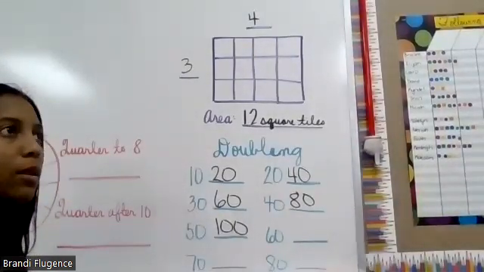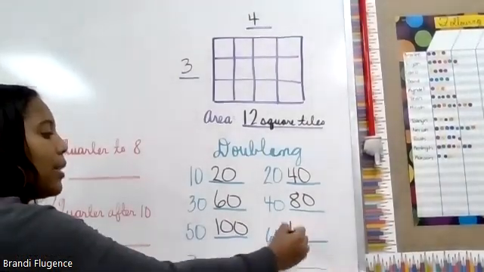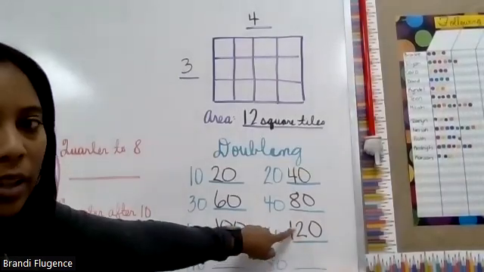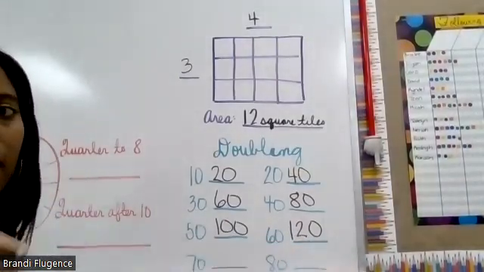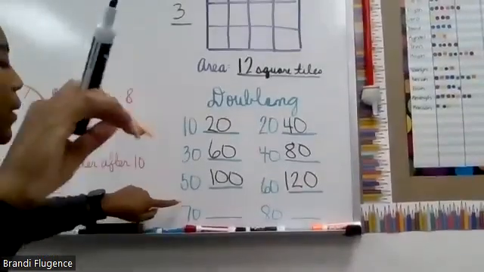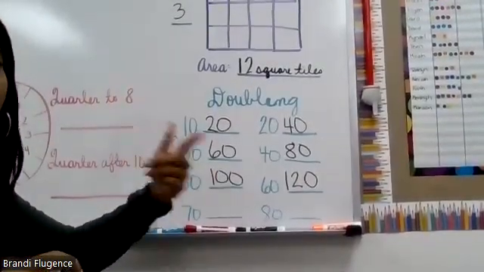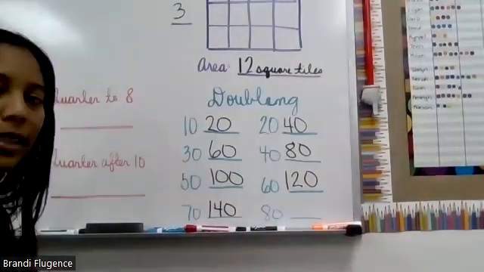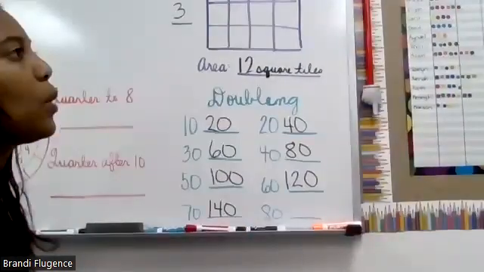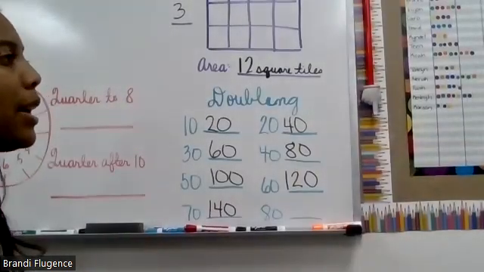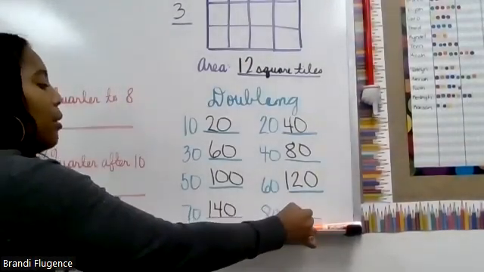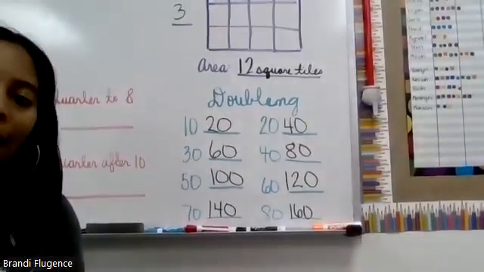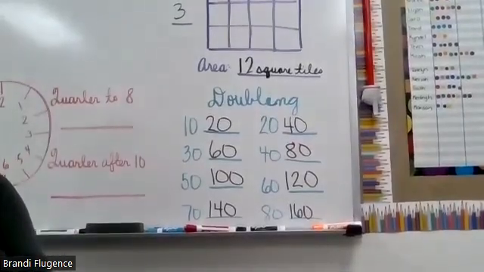If I double 60, what is 6 plus 6? 12. So then 60 plus 60 will make it 120. I still have 12 in here. I just add that 0. Same thing for 70. 7 plus 7 is 14, so 70 plus 70 would be 140. 8 plus 8 is 16, so 80 plus 80 would be 160. In your book, it will talk about doubling the number. All you do is add that number twice. That's what double means, to add it twice.